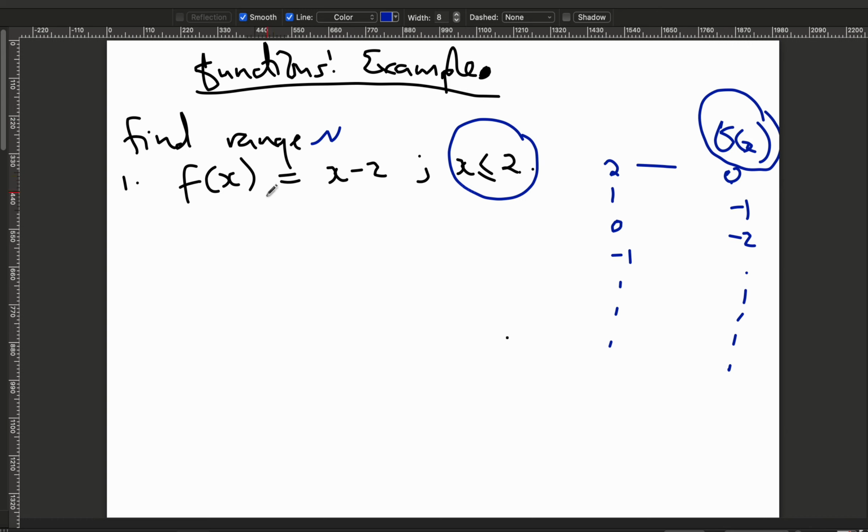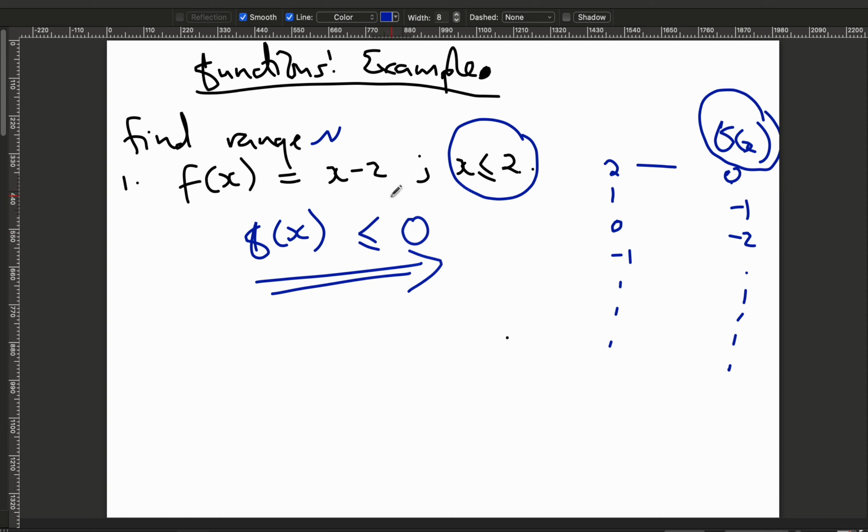So if I'm asked to find the range, I'm just going to say that f of x, because range is the set of my output values, is going to be less than or equal to 0. This now becomes the set of the output values. So that's how you can actually calculate the values of your range.